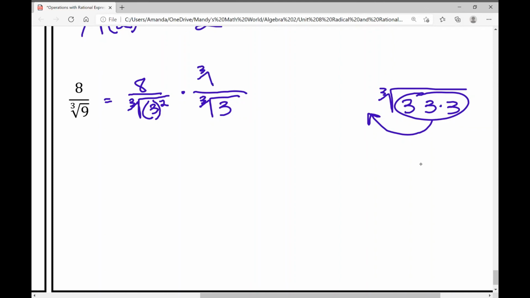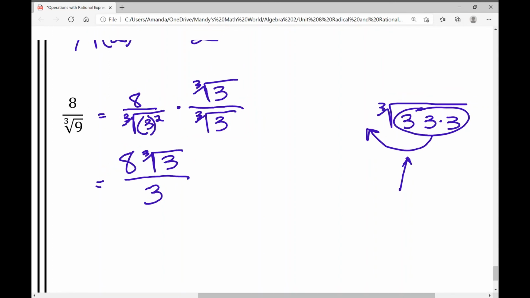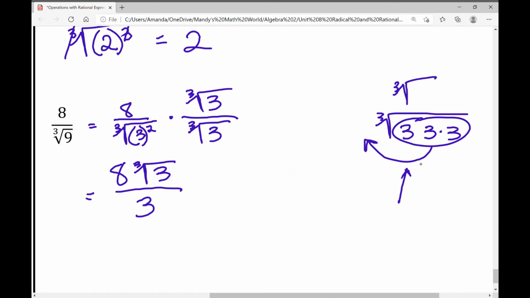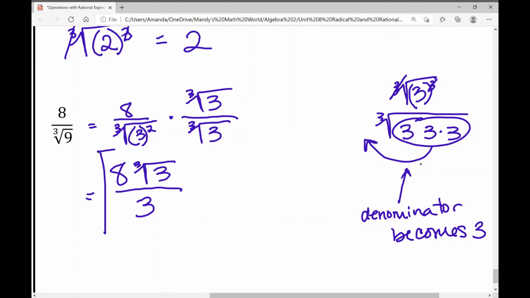So here's what this looks like. When I multiply the numerator and the denominator by the cube root of 3, let's rewrite this down here. I get 8 times the cube root of 3 over, now my denominator becomes the cube root of 3 cubed, which looks like this: the cube root of 3 times 3 times 3. So I can pull out 1 3. Remember that cube root and that exponent undo each other. So that becomes 3. Let's write that down so you have it in your notes. Denominator becomes 3. And that's your answer.